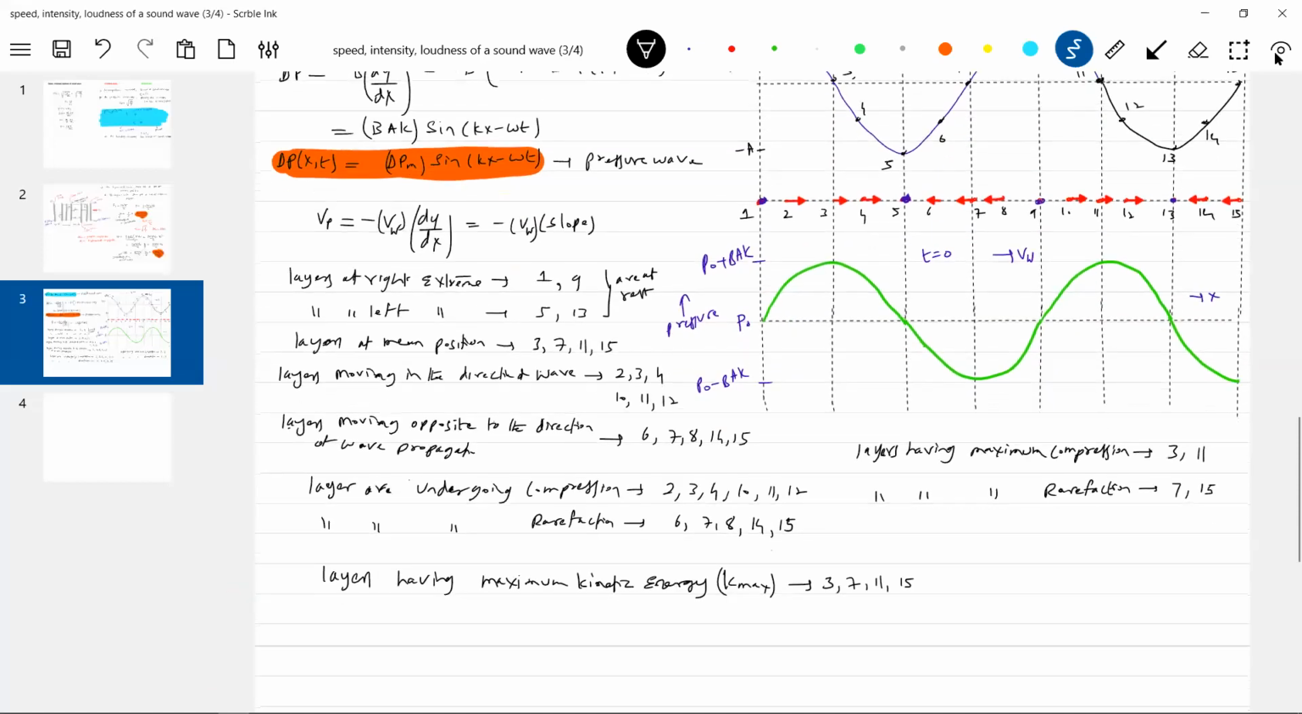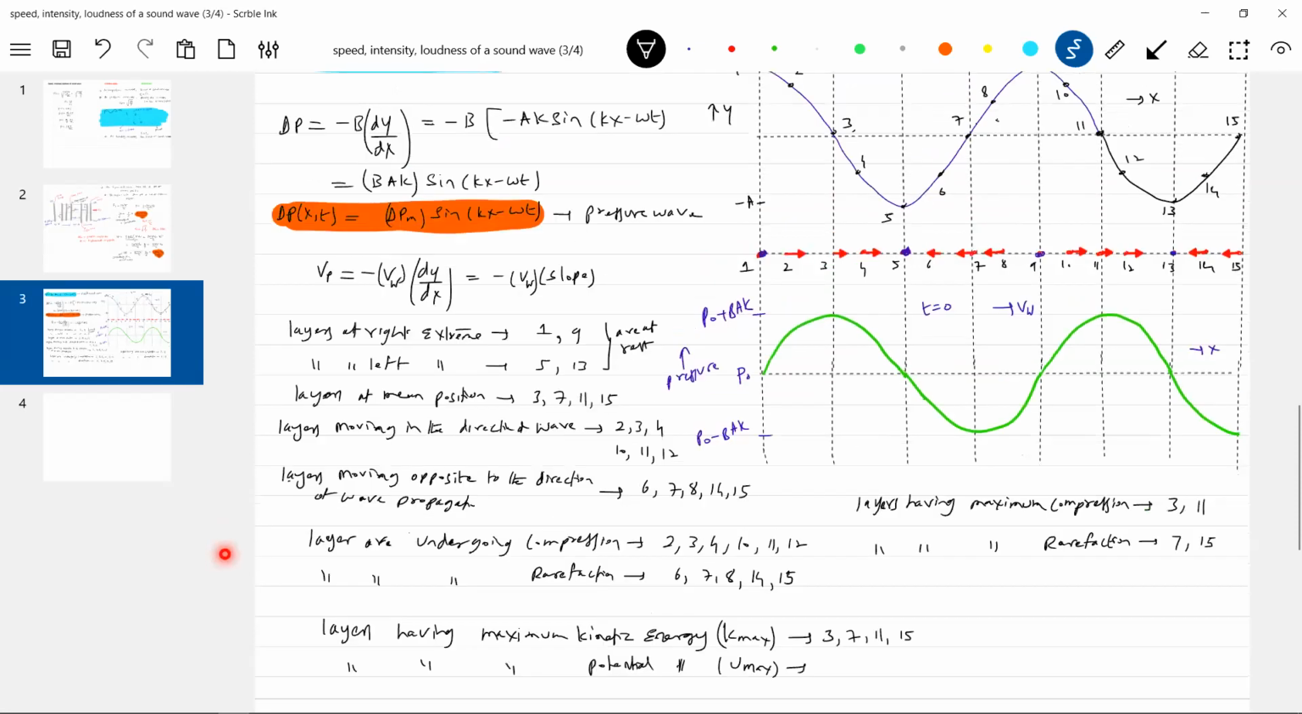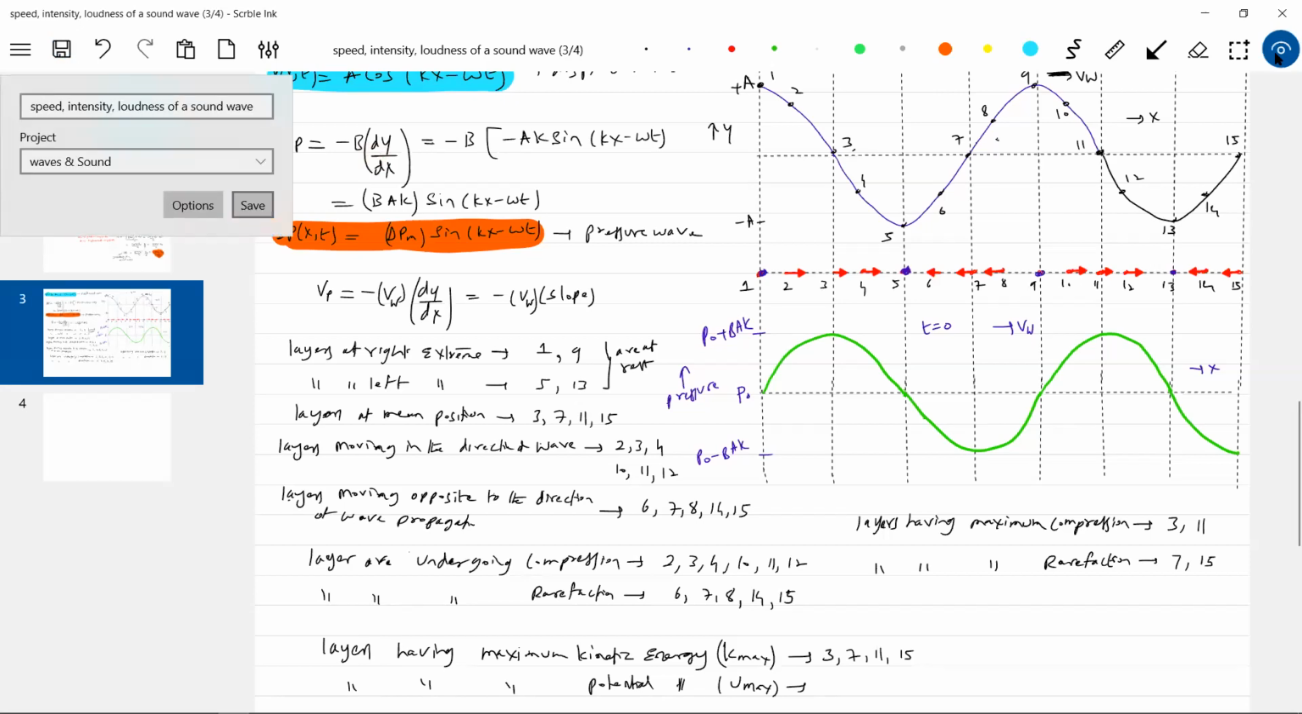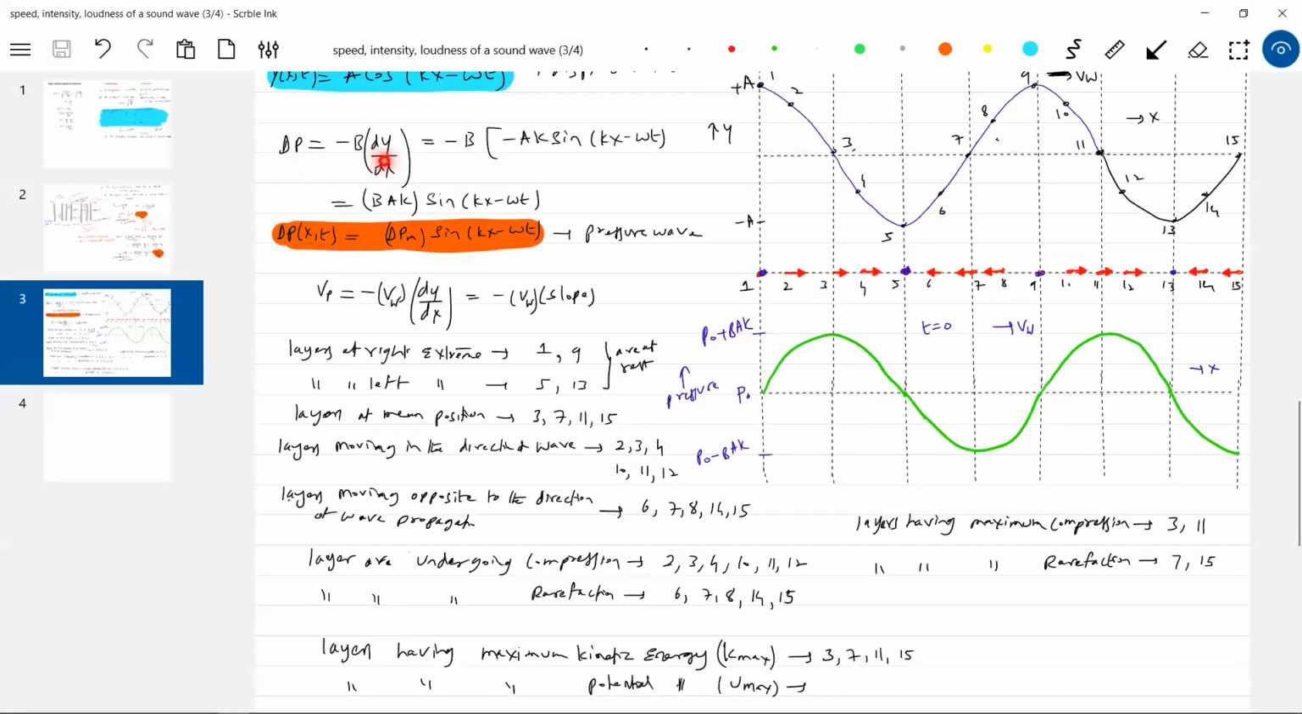Layers having maximum potential energy. Okay, let's come to this one. According to the energy concept, where slope is maximum, speed will be maximum. We'll agree. Where slope is maximum, potential energy also will be maximum. Long back we discussed this in the transverse wave on a rope. Where slope is maximum, potential energy should be maximum, kinetic energy should be maximum. Again, the same thing, 3, 7, 11, 15 only.